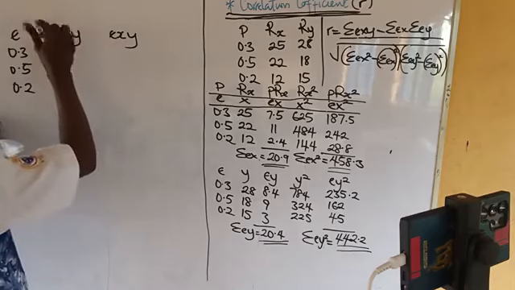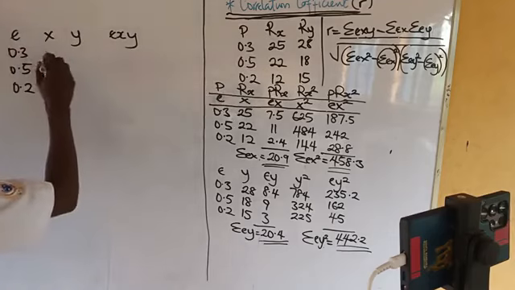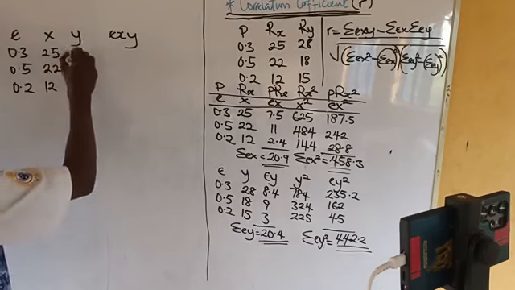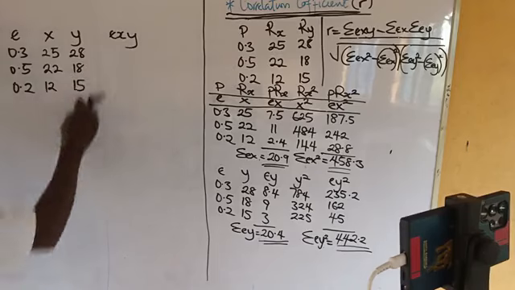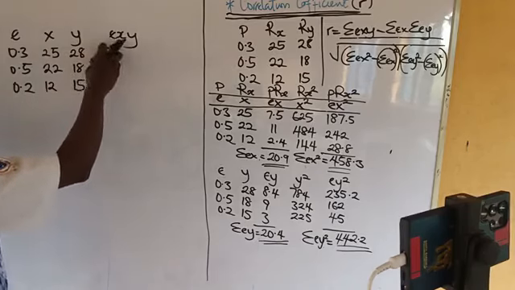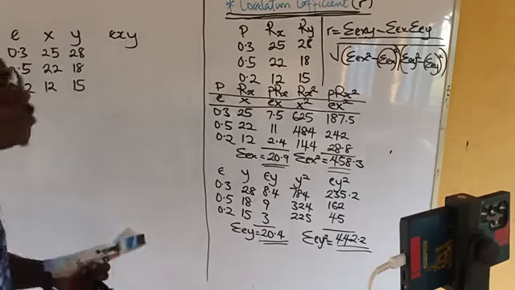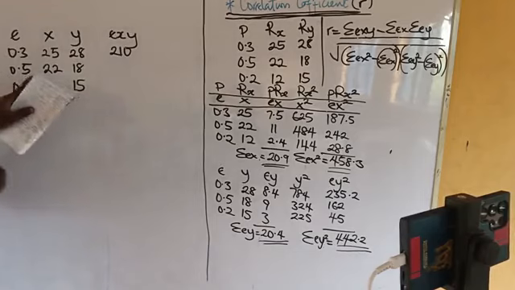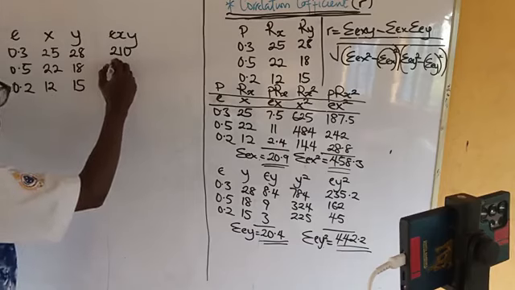Even this simple one is getting there. So return of X is 25, 22, 12. Y is 28, 18, and 15. So can you see now? E times X times Y. So 0.3 times 25 times 28 is 210. 0.5 times 22 times 18 is 198.